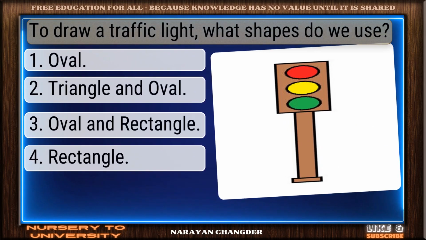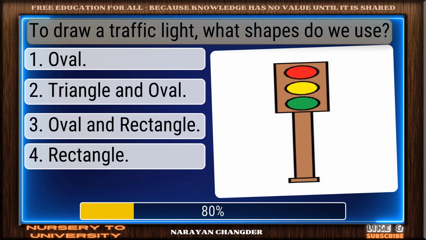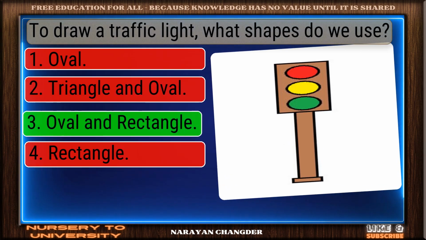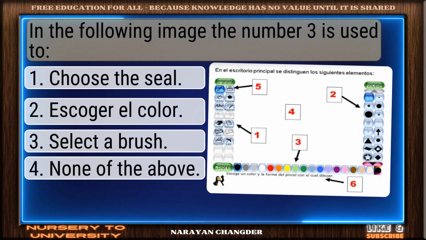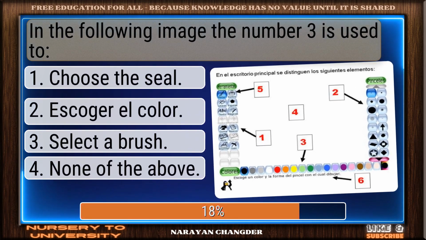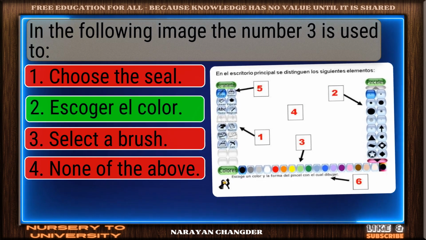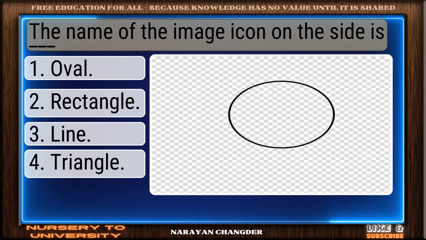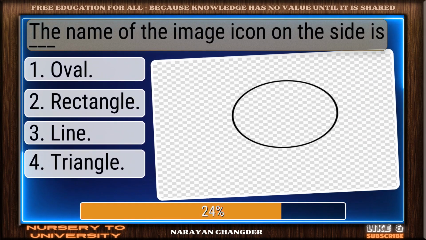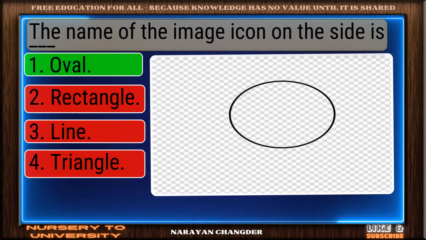To draw a traffic light, what shapes do we use? Right again. Oval and rectangle is valid. In the following image, the number 3 is used to dash. Nice selection. Choose color is correct. The name of the image icon on the side is dash. Nicely done. Oval is solid.